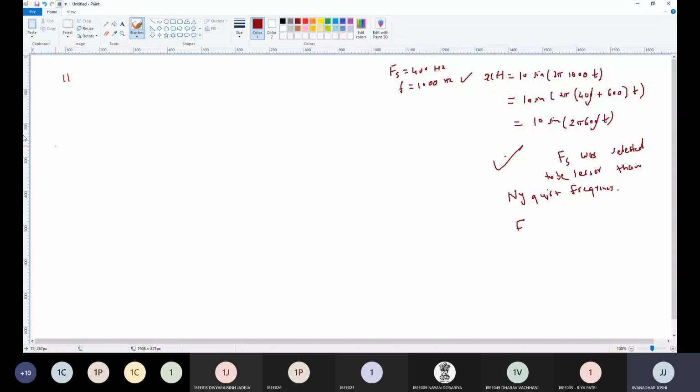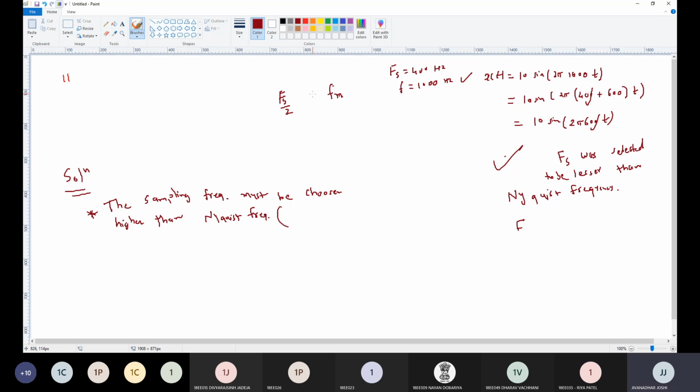What is the solution? Let me write it down over here. Solution. Either the sampling frequency must be chosen higher than the Nyquist frequency. How much is the Nyquist frequency? Fs by 2. And what is the... Fm should be less than Fs by 2, right?